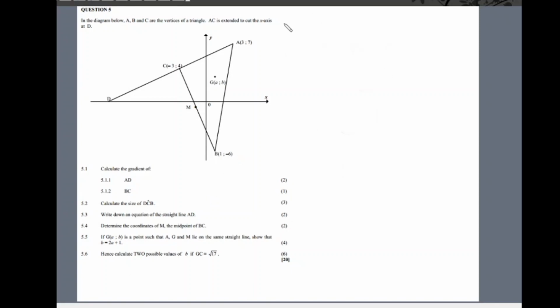5.1.1, to calculate the gradient of AD, we will say m_AD is equal to y at A minus y at C, divided by x at A minus x at C.